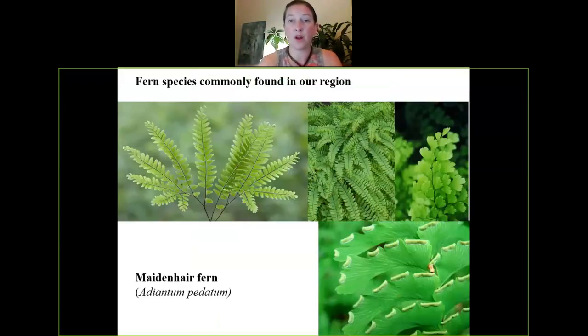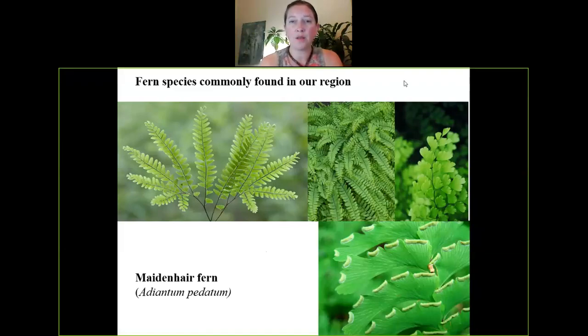This is another common fern in our area, maidenhair fern. In the next class, when we talk about the gymnosperms, we're going to come in contact with a tree that actually gets its name because of this fern, because of the shape of the fern leaves.